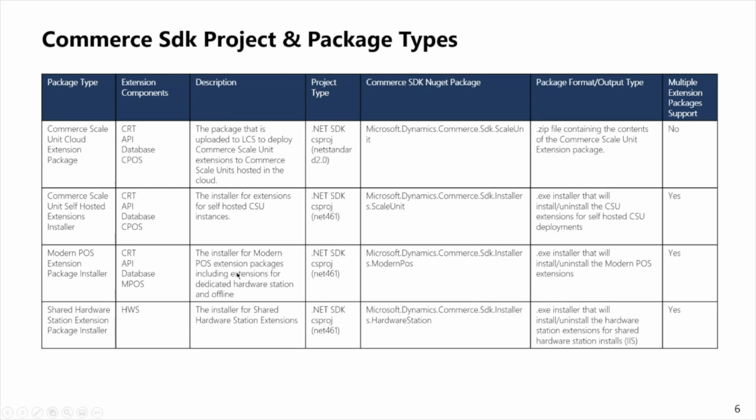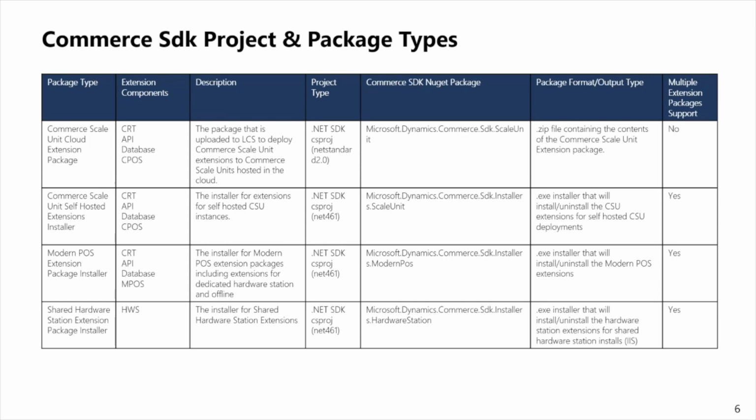So quickly to summarize, three packages for the on-prem. One, your cloud scale unit self-hosted, your modern POS extension installer, and then your hardware station extension installer. All these three support multiple extension packages. So you don't have to merge, you can independently install and run it. Okay.